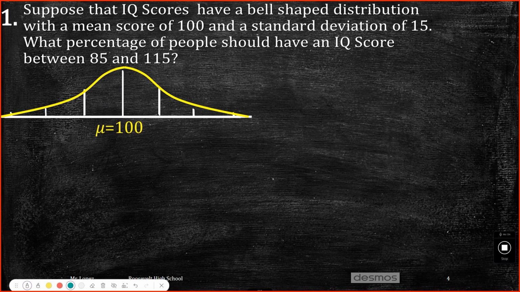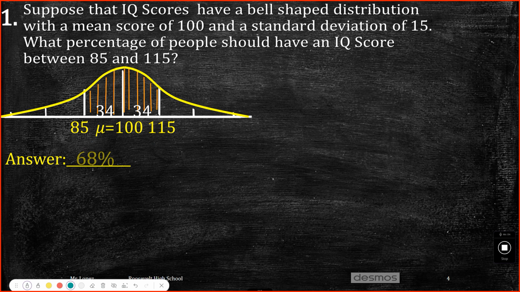So the mean is 100. 85, 115, 34%. The answer is 68%.